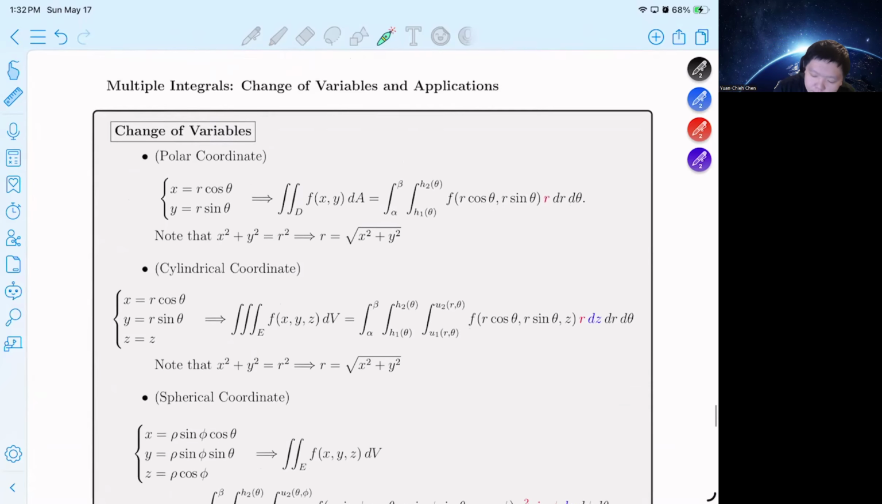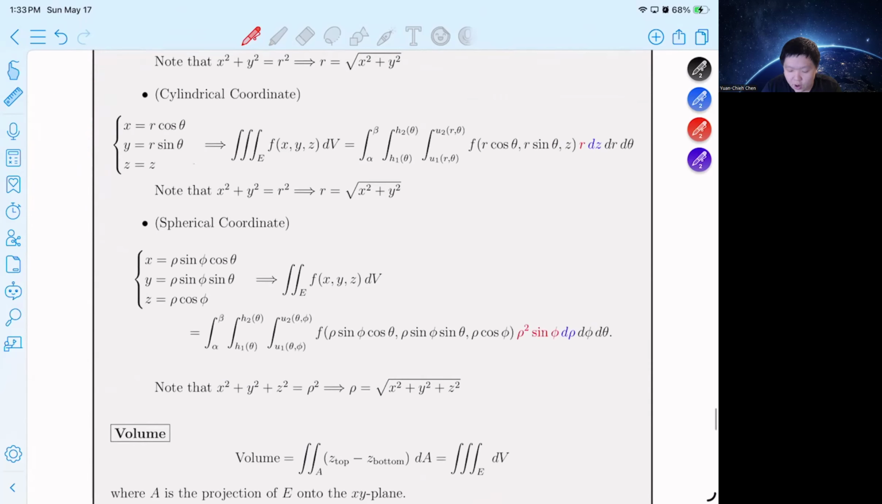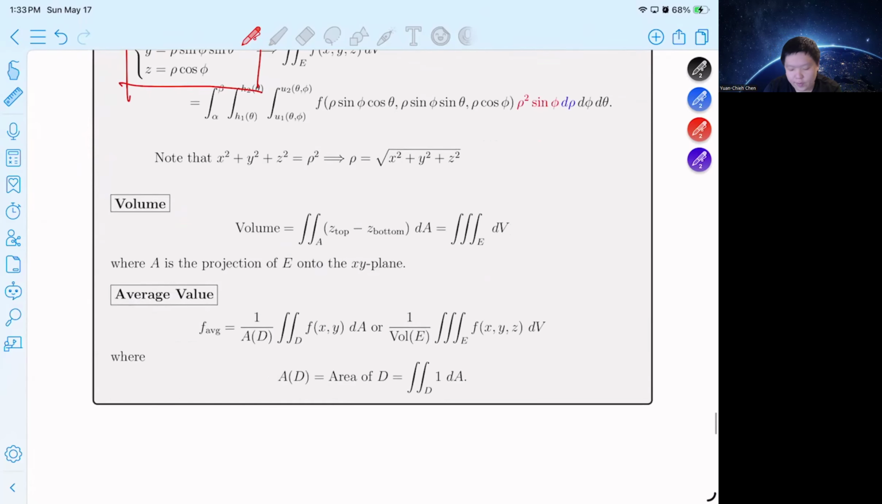Finally, again, you have to memorize all of this change of variable. Please, you have to memorize all of this change of variable. Even if we don't put any question on chapter 15, in chapter 16, you still have to use those kind of things. So please memorize all of them. So polar and cylindrical have an r, and for spherical, it's pretty ugly, but you have to know this. Okay? This guy. If you remember, I asked you guys multiple times in class, and I barely got a correct answer. So please memorize spherical coordinate. Important, important, important. And the volume and average value, these are all the usual stuff.